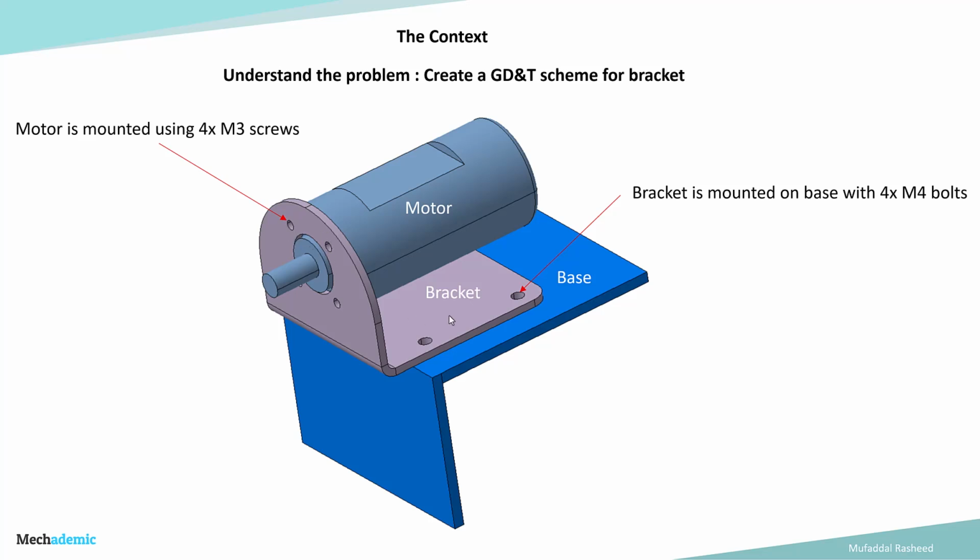So there are 2 patterns of holes. One is for the connection between the bracket and the base, and one is the connection between the bracket and the motor. And then there is a central hole, a clearance hole for the shaft of the motor to pass through. This is the shaft of the motor. So the main purpose of the bracket is to position and mount the motor as required.